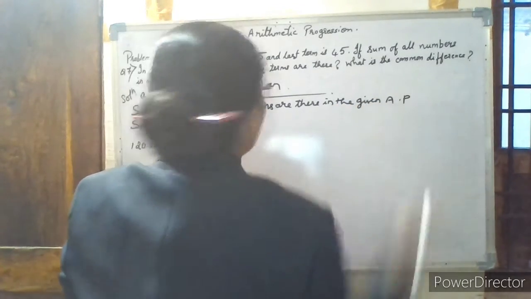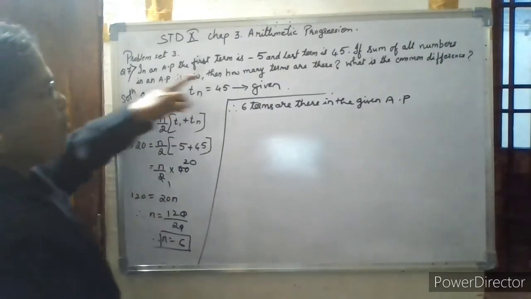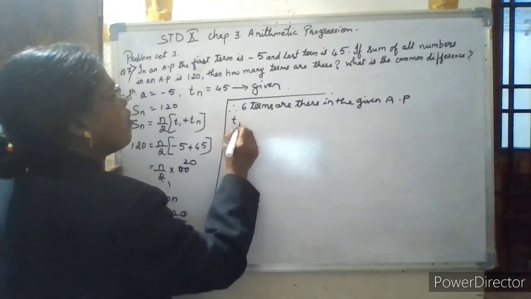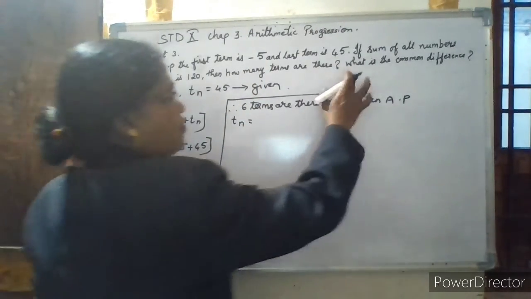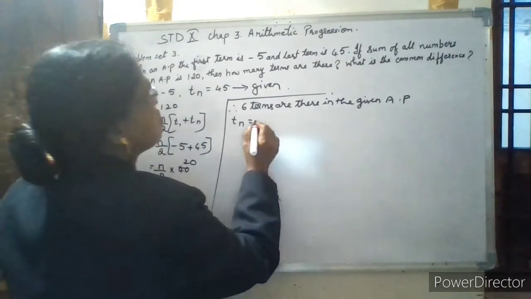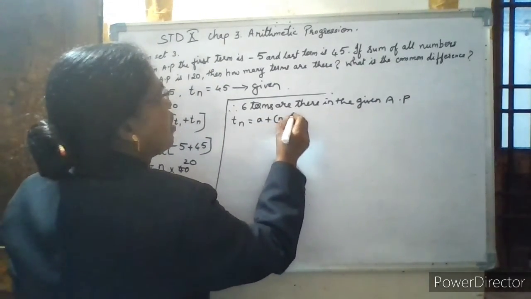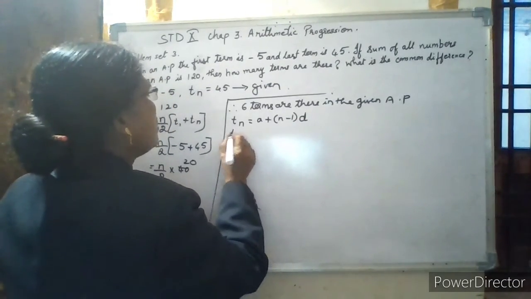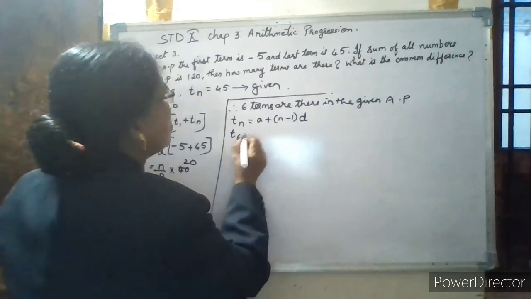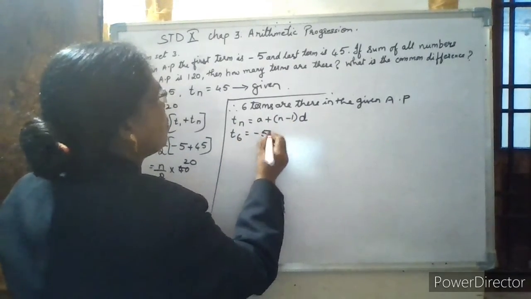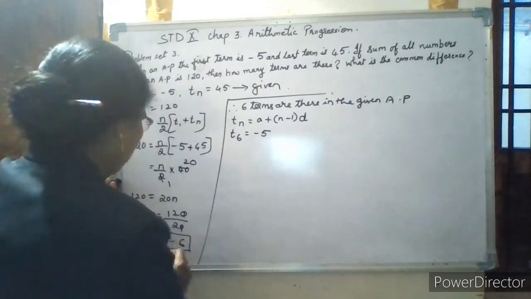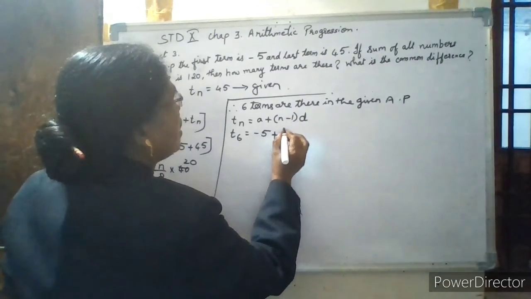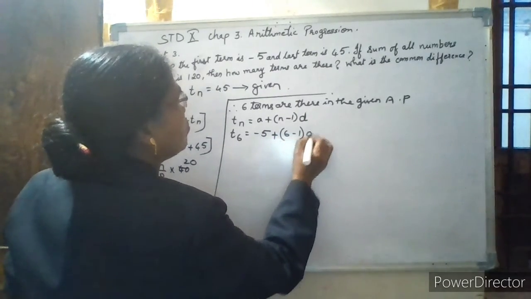Now what is the common difference? To find the common difference, we can use the last term or the first term. We will use the nth term formula: nth term is equal to a plus n minus 1 into d. Now that is the sixth term value, as there are only 6 terms. So the sixth term is equal to a, which is minus 5, plus n here is 6, minus 1 into d.